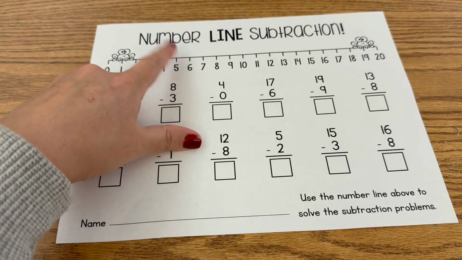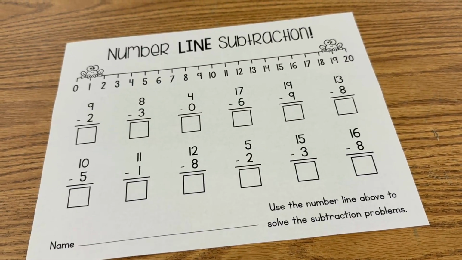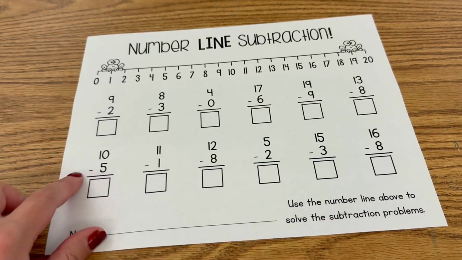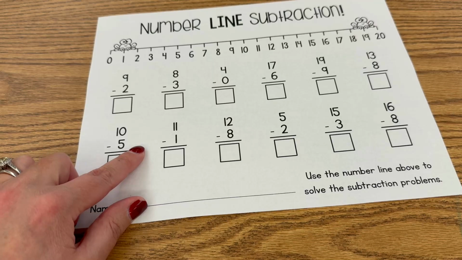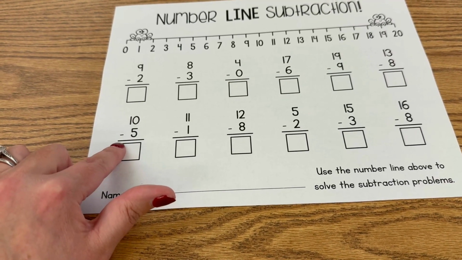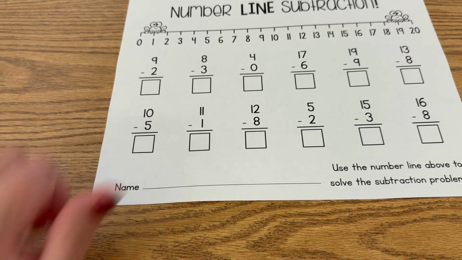We just have a little number line up here for them that they can reuse. And again, these numbers are within 20, so they'll just start, hop back, and answer them. I also like that this one, they are vertical instead of horizontal. We do a lot of horizontal practice, and I like to show students that both of these are ways of showing the equation, and that we have our equal sign. It looks a little bit different here.